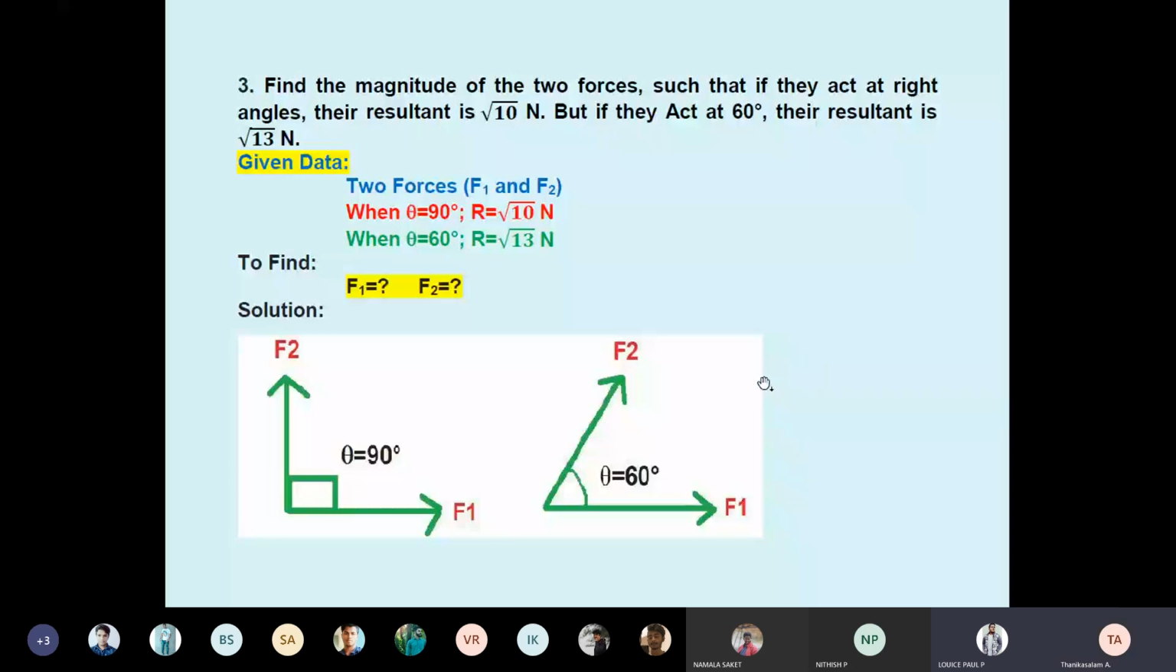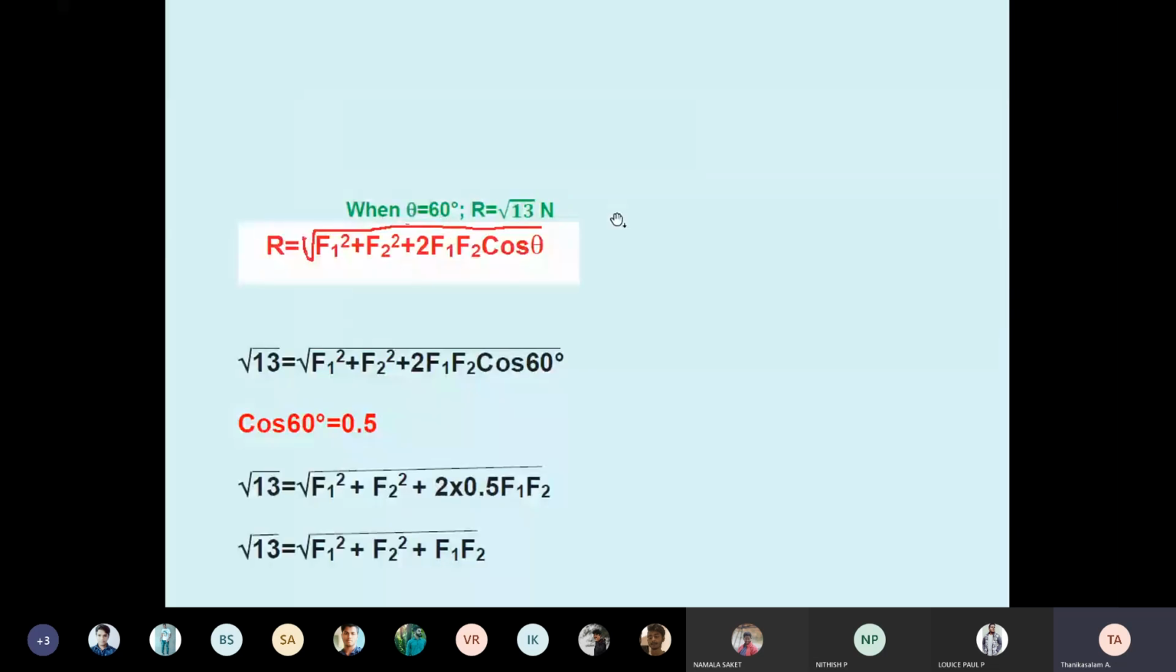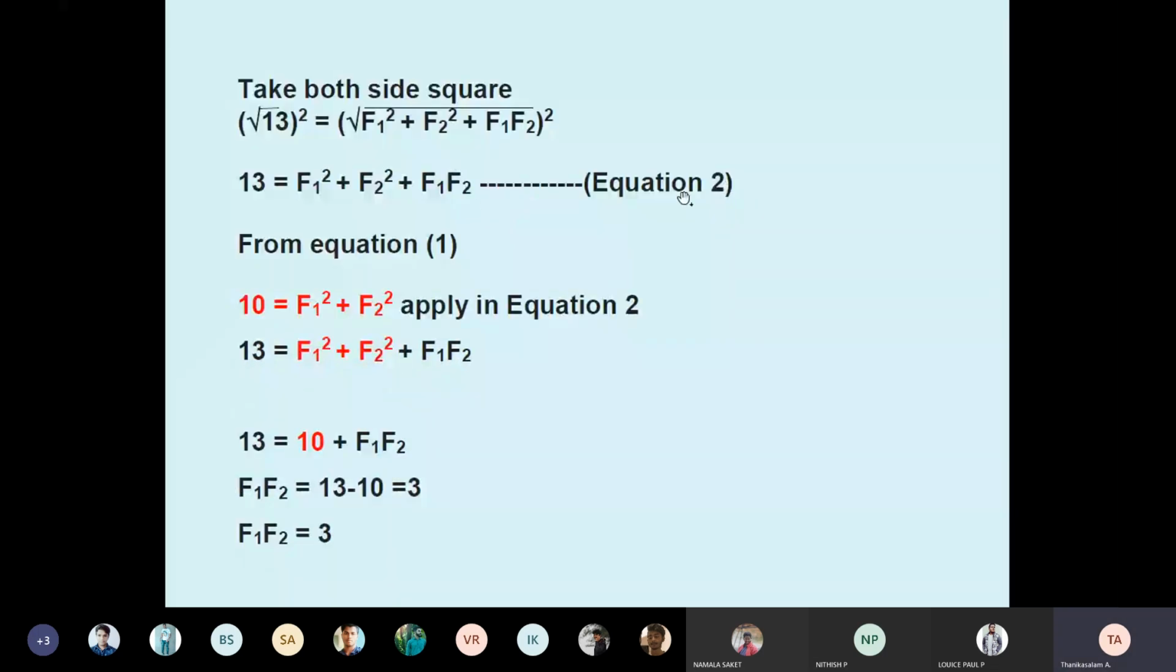Once again, two forces are acting at 90 degrees, and the resultant value is square root of 10. If they act at 60 degrees, the resultant is square root of 13. For the graphical representation, I take F1 and F2 with theta 90 degrees in case 1, and F1, F2 with theta equal to 60 degrees in case 2. We have the parallelogram law. Applying it to the first case, you get equation 1. Applying the second case, theta 60 degrees, square root 13, you get equation 2. I apply equation 1 in equation 2. Finally, we got F1 F2 equal to 3.